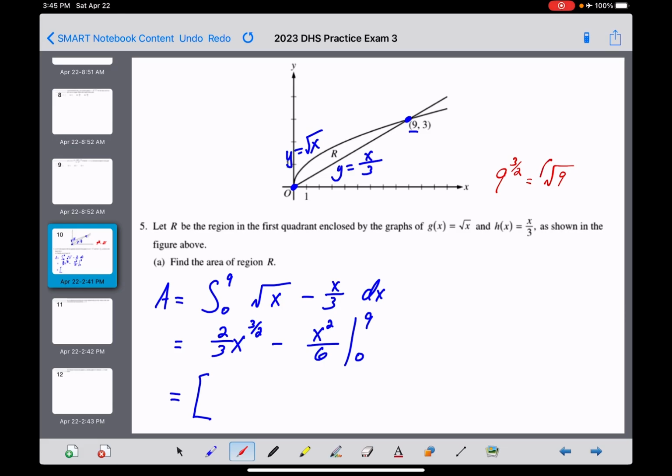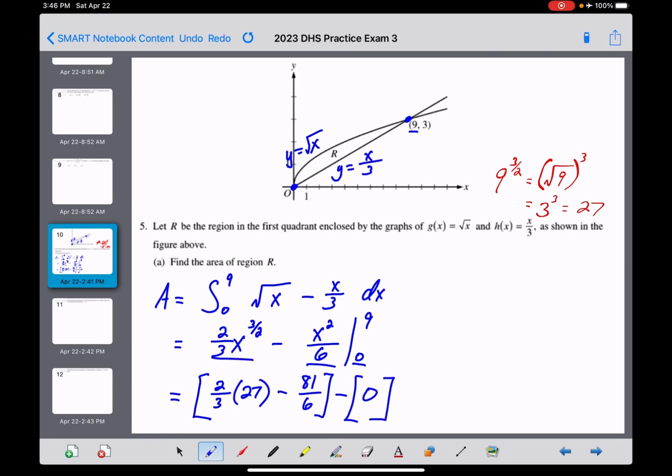So what we really should have realized, though, is that you can take the square root of 9 first and then cube the result. That just becomes 3 cubed, which is going to be 27. That's where a lot of people ran into trouble on this problem. But that still needs to get multiplied by a 2/3. So it's a 2/3 times that 27 right there, minus 9 squared is going to be an 81 over 6. Now that's what happens when we put the 9 in there, but we should also consider what happens when you put the 0 in there. But this is a polynomial function. All of that is just going to get you 0.